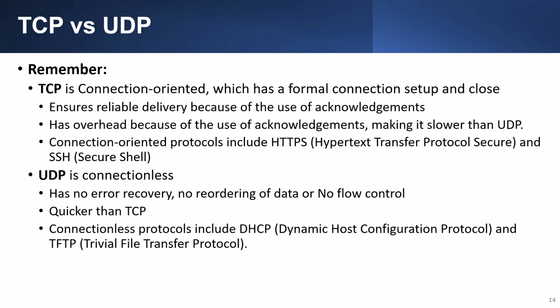Remember, TCP is connection-oriented, which has a formal connection set up and close. It ensures reliable delivery because of the use of acknowledgements. It has overhead because of the use of acknowledgements, making it slower than UDP. Connection-oriented protocols include HTTPS and SSH. UDP is connectionless, and it has no error recovery, no reordering of data, and no flow control. It is quicker than TCP. Connectionless protocols include DHCP and trivial FTP.